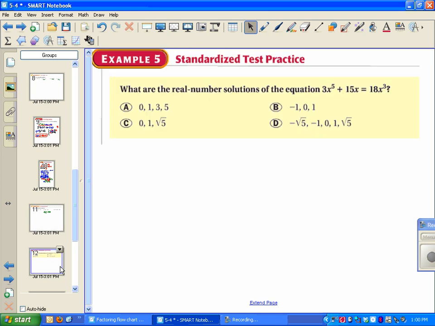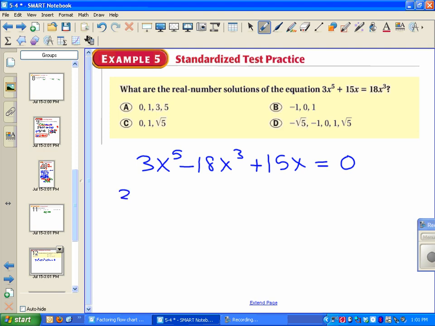All right, so we're going to actually solve now. We're going to find real number solutions, which means we need to get everything to one side to equal 0. So if I write it in standard form, we're going to subtract 18x cubed, so we're going to put that in the middle, and that equals 0. Now I'm still looking for GCFs. The greatest common factor would be 3x. So I would be writing x to the 4th minus 6x squared plus 5 equals 0.